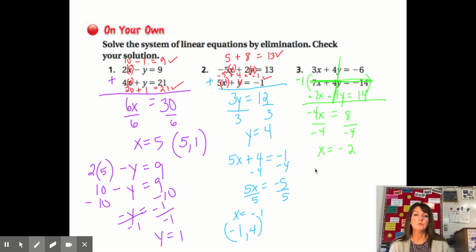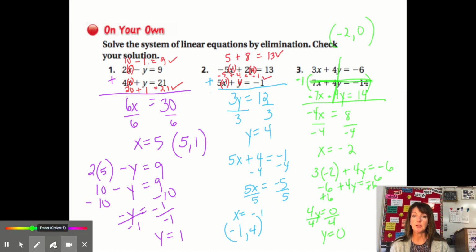So I'll go to the top equation: 3 times negative 2 plus 4y is equal to negative 6. So negative 6 plus 4y is equal to negative 6. If I add 6 to both sides, I'll get 4y is equal to 0, which means that y will be equal to 0. So I'm saying that the ordered pair here would be negative 2, 0.